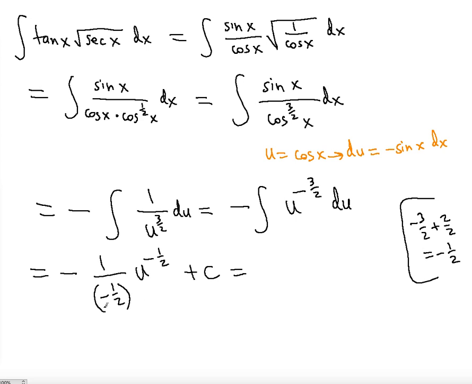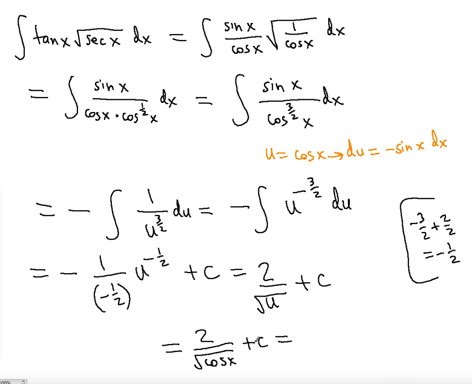So two negatives get cancelled out, and the 2 goes on the top. As a result, what happens? We get 2 over u to the 1/2. Well, let's express it as a square root. u to the negative 1/2 means 1 over u to the 1/2, and u to the 1/2 is the square root of u, plus a constant. So expressing u in terms of x, u was cosine, so 2 over square root of cosine x plus a constant.